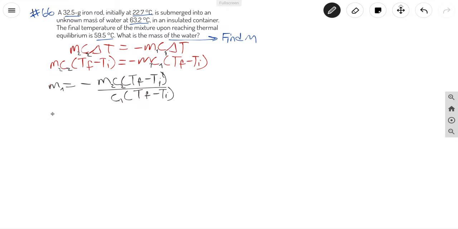And then from here, I'm going to go ahead and just plug in all of the information. We have 5 variables. I'm going to solve for the 6th. So the mass, we're given 32.5. Heat capacity of iron, after looking it up, I found it to be 0.4605 joules divided by grams times degrees Celsius.